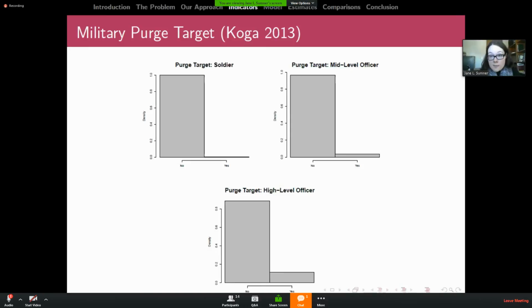In addition to the size of the military purge, we have data on who was purged. So we can tell if the target of the purge was a soldier, a mid-level officer, or a high-level officer. And as you can see, soldier purges are extremely rare. They do happen. It's actually sort of hard to see that bar because they are so rare. And this makes a lot of sense because how often do individual soldiers really pose a threat to the regime? Mid-level officer purges are somewhat more common. High-level officer purges are extremely common, relative to other types of purges, but not relative to not having a purge at all.